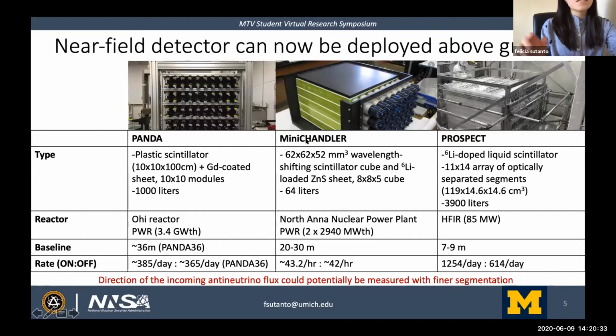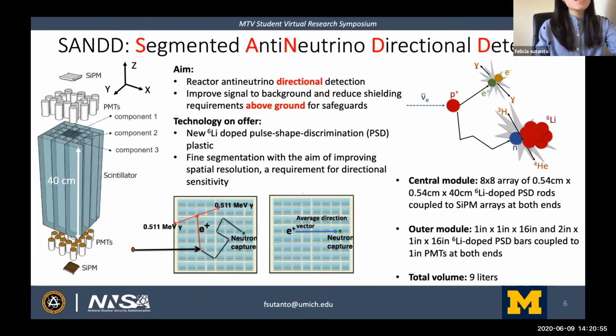And the order of these detectors shows progression in achieving a convincing demonstration. You can see that the ratio of on-off rates gets better and better. So they have been successful. But one thing that has not been offered by these detectors is directionality. And directionality could be important when there is more than one reactor present or when there is a hidden reactor. SAND is currently the only near-field detector that employs homogeneous lithium-doped PSD-capable plastic. And we focus more on a finely grained segmentation to obtain better spatial resolution that allows for directional sensitivity.